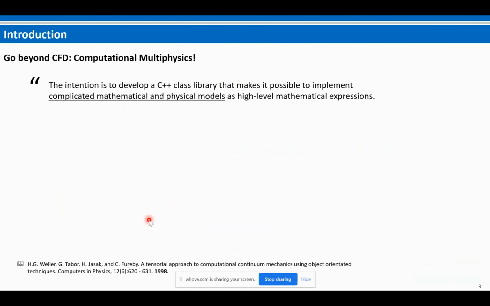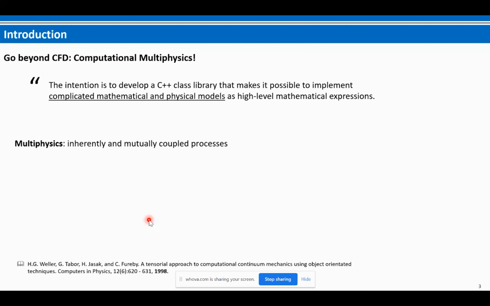I start here with a quote from the well-known paper back in 1998 by Weller, Tabor, Jasak, and Fureby, in which FOAM was introduced. Hope the names are pronounced correctly. I read it out for you: the intention is to develop a C++ class library that makes it possible to implement complicated mathematical and physical models as high-level mathematical expressions. And we believe that nowadays, complicated mathematical and physical models would really mean doing multiphysics.